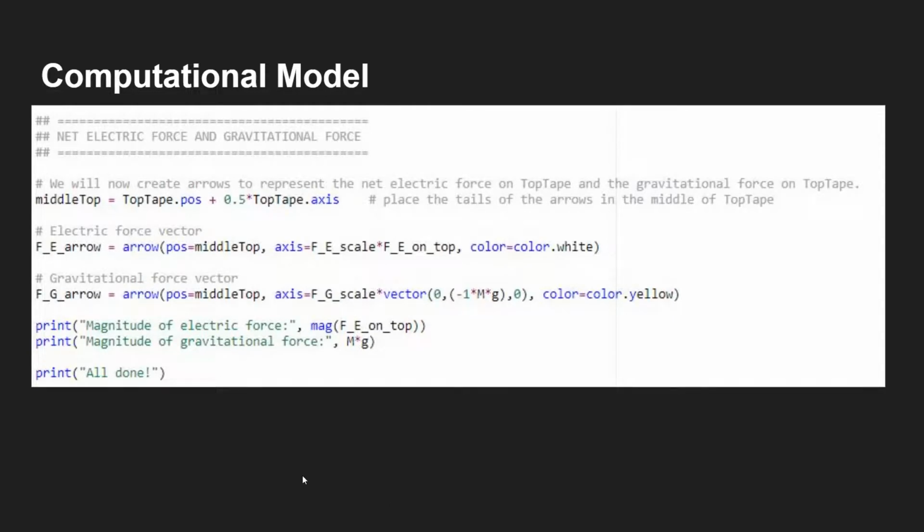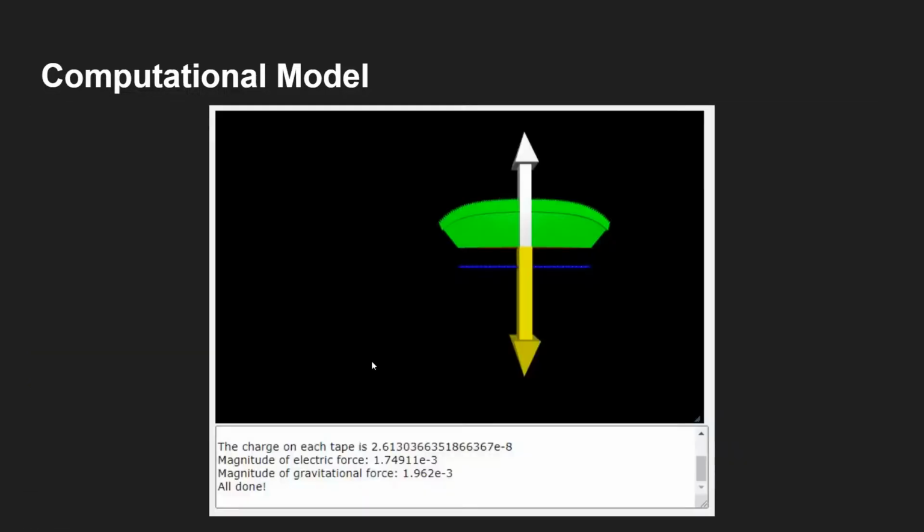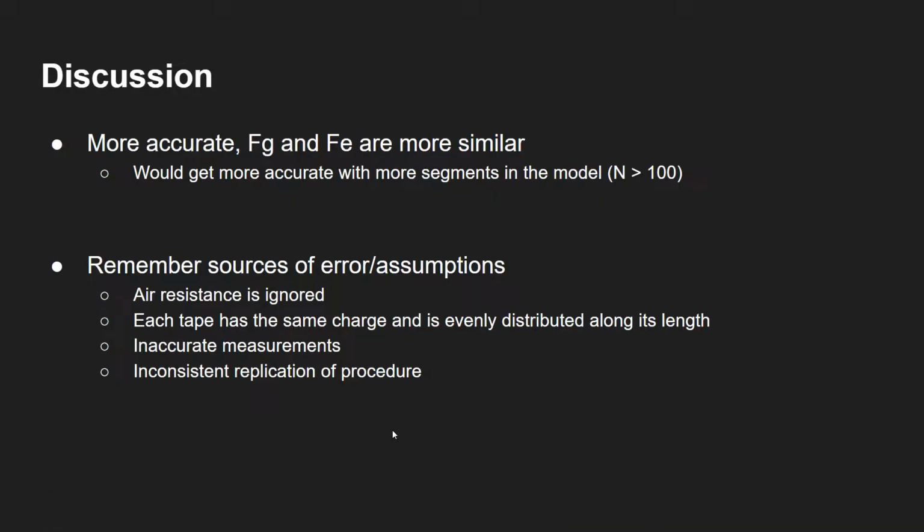Now, here is more visualization, with arrows for the electric force vector and the gravitational force vector, and then some print statements to get the data out. This is what the final visualization looks like. We have a charge of 2.61e-8, and then we have our magnitudes of the electric and gravitational forces.